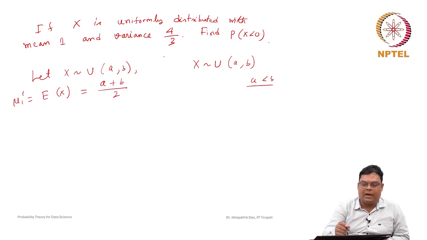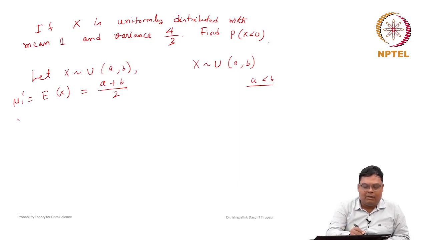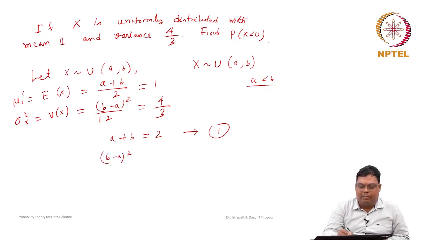Also, we know the variance of X, sigma square, is b minus a whole square by 12. According to this problem, X is uniformly distributed with mean 1 and variance 4 by 3. So, two equations and two unknowns. We get a plus b equal to 2, this is one equation. And the other is b minus a whole square by 12 equal to 4 by 3, so b minus a whole square is 4 into 12 by 3, which is 16.